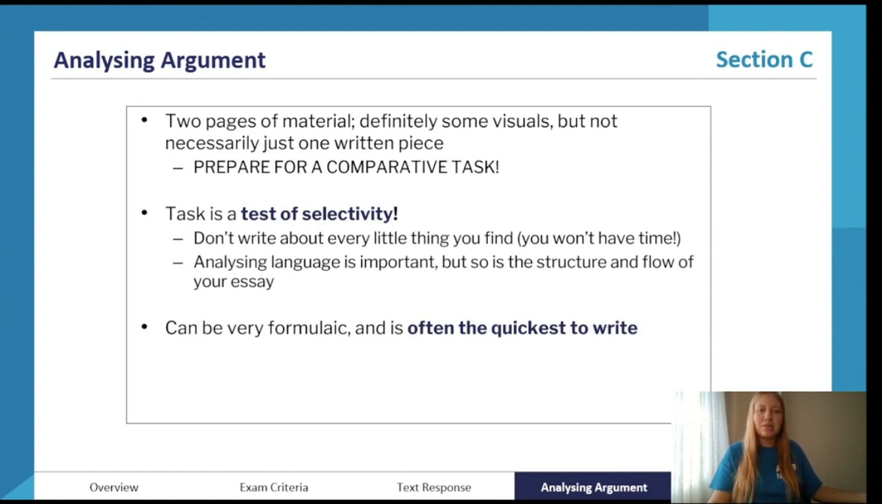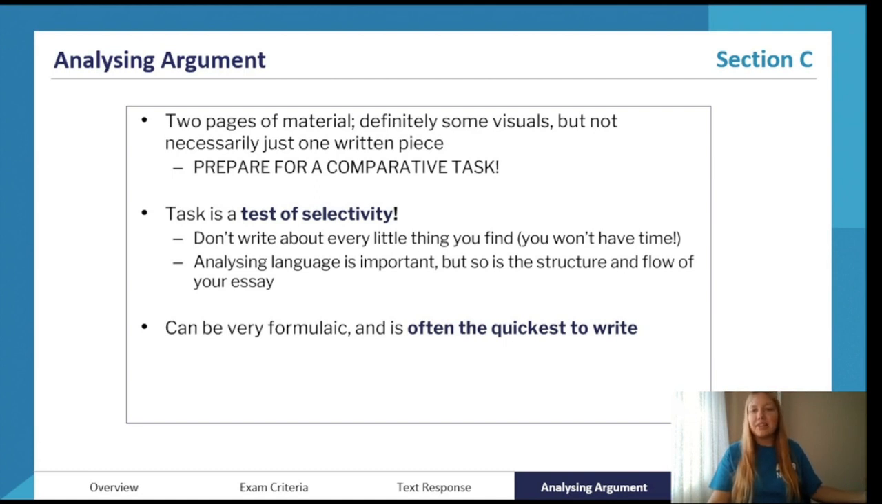So how you are doing your SACs in school and preparing for comparative tasks, you need to be prepared for a comparative task on your exam as well, because in recent years it's never been a comparative. However, they never exclude the possibility that it could be.